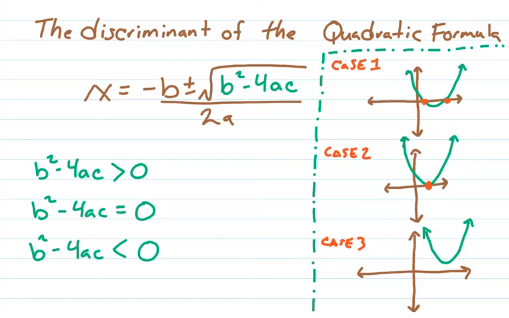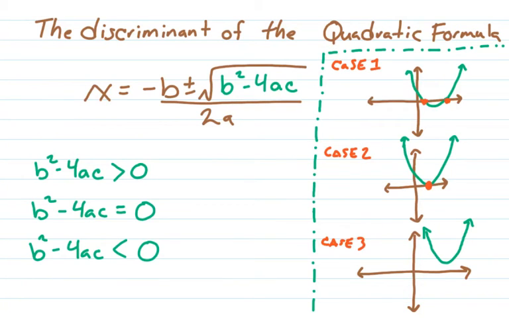Okay, and I want to show you what that means in terms of what your answer is going to look like in the quadratic equation. Okay, so case one is just going to be a quadratic that has two either rational or irrational solutions. Okay, so you can factor it. You might get irrational solutions. It doesn't matter. They're still real numbers, so they can be graphed on the real number line.